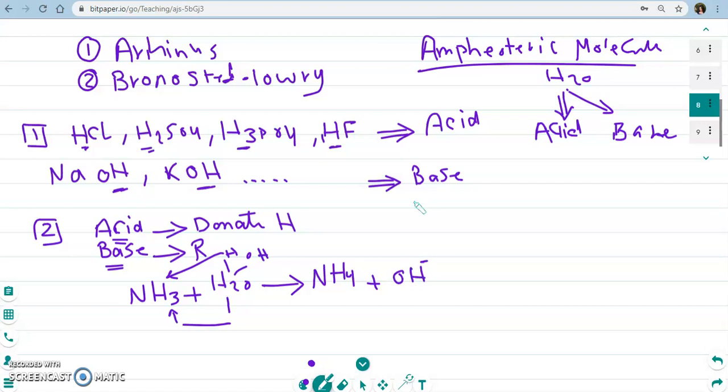So because water gave away a hydrogen, we call the water an acid according to Bronsted theory, and because this molecule here received this H, we call it a base, a base molecule. Those have different words that we will learn in a few minutes. So these are the two theories to actually define an acid.